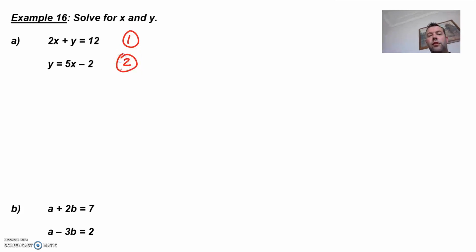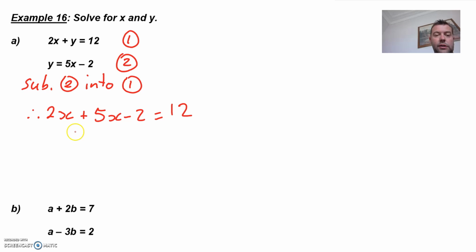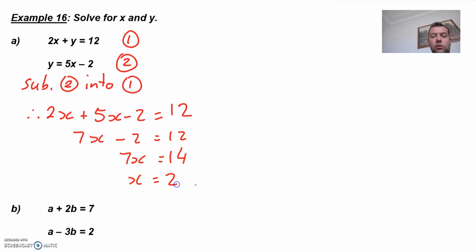So when we talk about commentary, this is what it looks like. I need to refer to these equations, so I've got equations 1 and 2. I'm going to say substitute 2 into 1. I'm going to take equation 2 and substitute that into equation 1. That looks like this. Therefore, 2x plus, instead of saying y, we say 5x minus 2, equals 12. And that's pretty solvable. That means that 7x minus 2 equals 12. 7x, add 2 to both sides, equals 14. We know x equals 2.